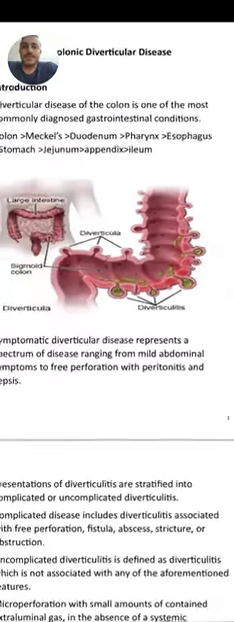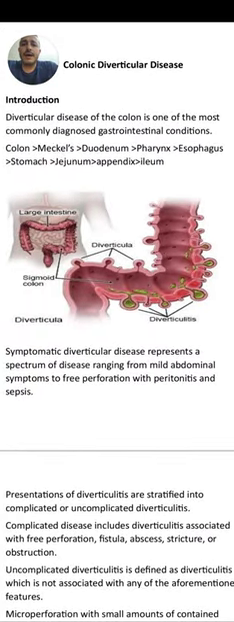As you see here, it can present as a macular diverticulum. It can present in the duodenum, pharynx, esophagus, stomach, jejunum, appendix, ileum. But actually, the most common site is the colon, and more specifically, the sigmoid. We will see in the next few minutes that a diverticulum at a different site carries a different natural history of development. It can be congenital or true, depending on the site and the way it appears.